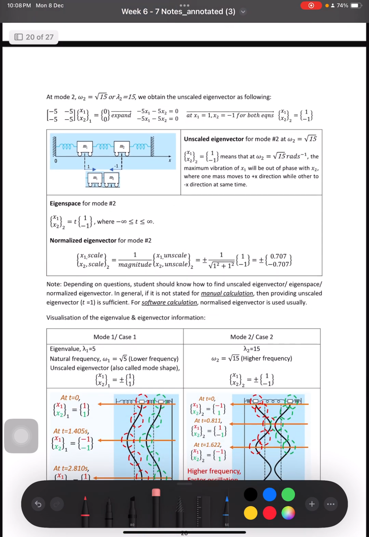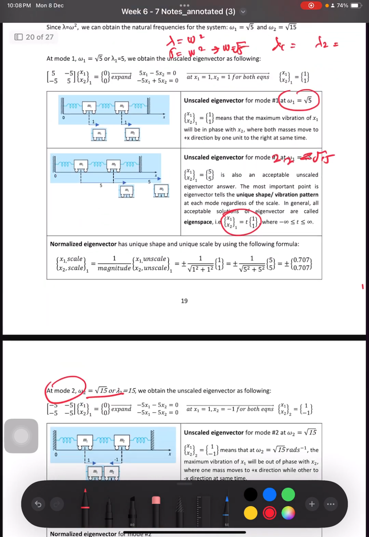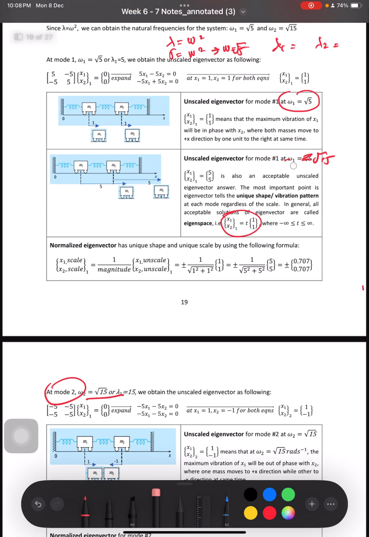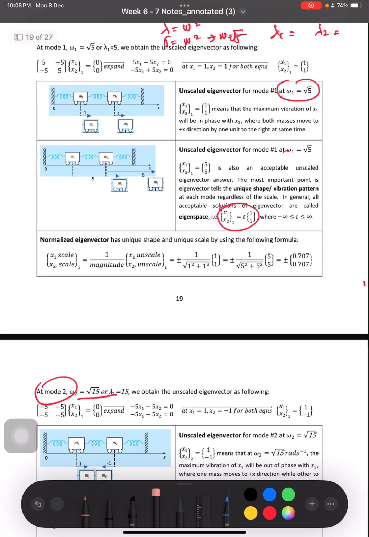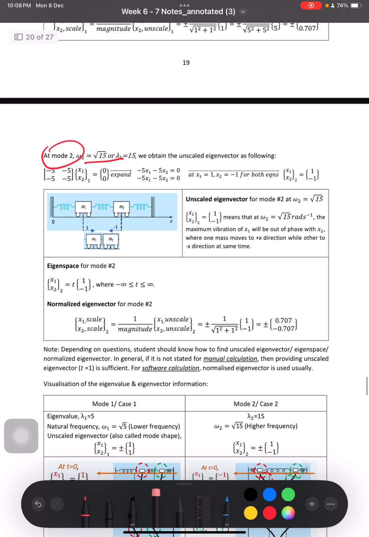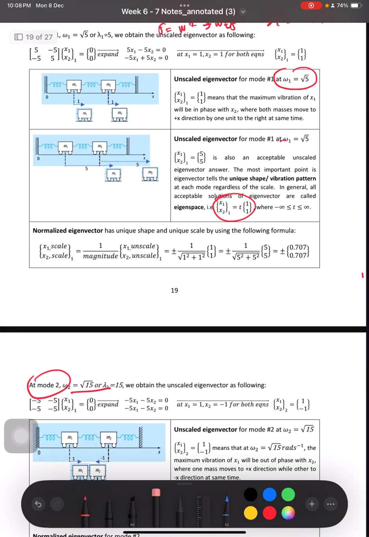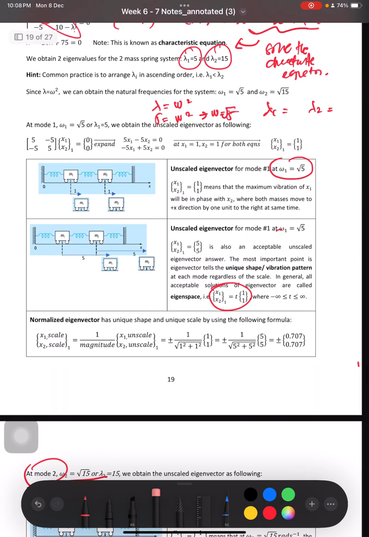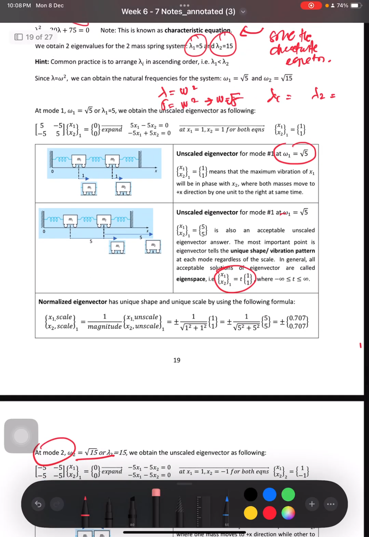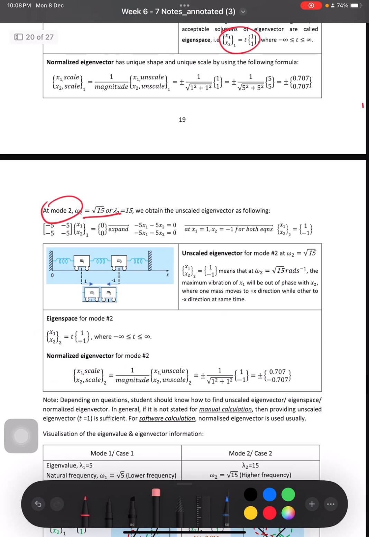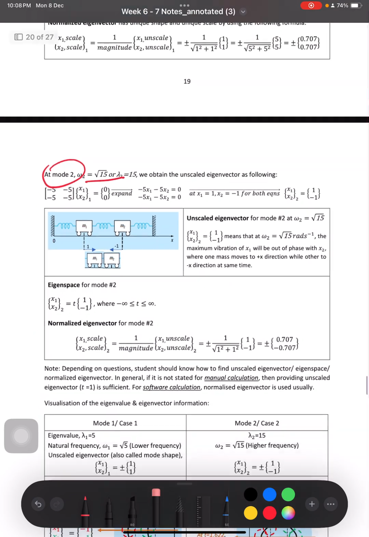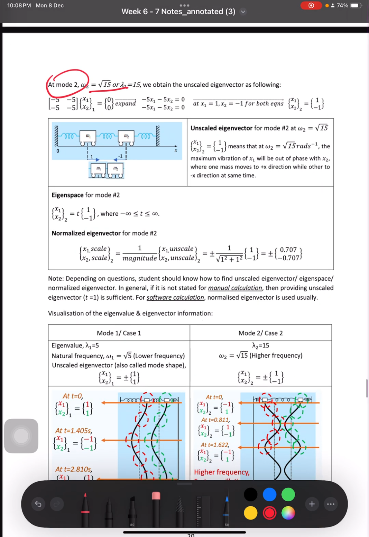Alright, now let me move to the second part, which is the second mode where the omega is square root of 15. Sorry, this one is correct actually. This is omega 1. Okay, so that's the answer. So when the eigenvalue is equivalent to 15, omega 2 is actually square root of 15. You can solve it and you will get the answer equivalent to this.